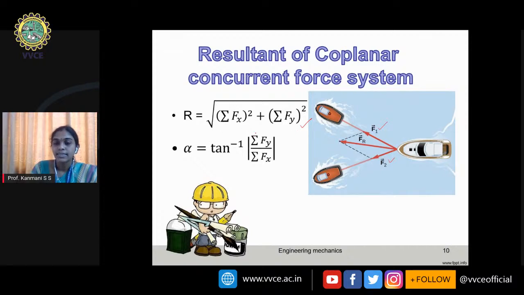So what is the resultant? The resultant is that single force which gives the same effect as a number of forces acting on any body. To find it, we first apply resolution of forces, then we apply the Pythagoras theorem and the principle of resolved parts to get the resultant value. At the same time, we apply the tan formula from algebra to get alpha. Alpha is the angle or direction of the resultant with respect to horizontal. Alpha is always with respect to horizontal if we are taking summation fx and summation fy. That's about the resultant of a coplanar concurrent force system.